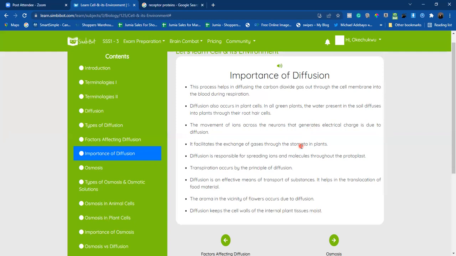So in our central nervous system, our neurons also need charges to operate very well. For these charged ions to be able to move across the nervous system, it is also a result of diffusion.